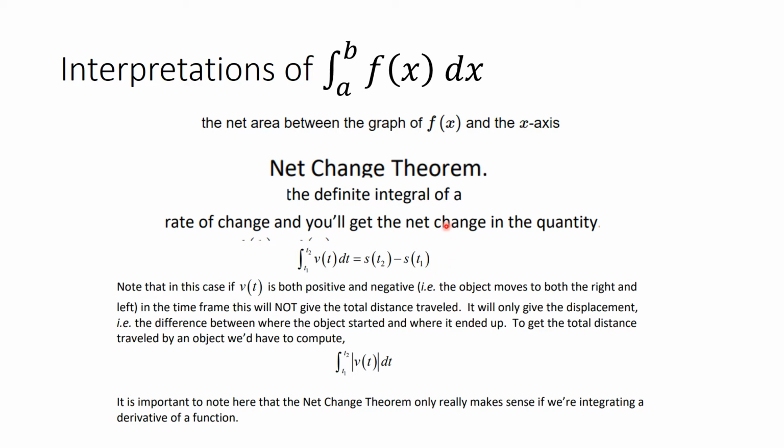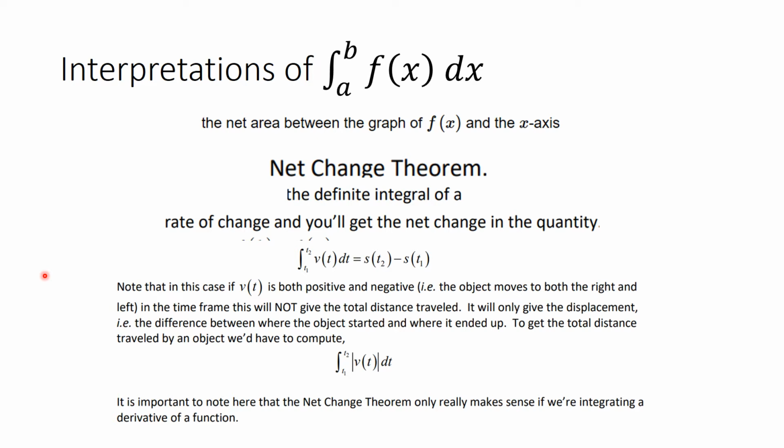This is exactly what you did in that critical thinking exercise that we just finished, because I had you integrating the velocity. So as an example, the integral from t1 to t2 of the velocity is the change in displacement, the net change in displacement. And again, note in this case if v is both positive and negative, as it was in our example, the object is moving both to the left and the right, this will not give the total distance traveled. It will only give the net displacement.